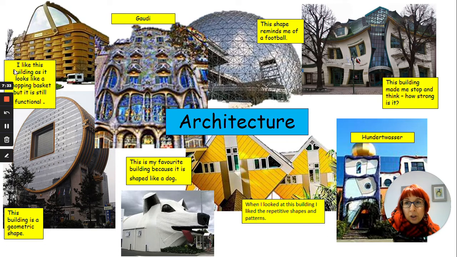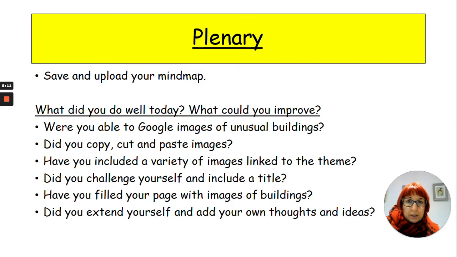So I have collaged a variety of buildings. I've included the title, architecture, and then I've also added a picture. I've done the star challenge from Gaudi and a picture from Hundertwasser, and then I've put some of my own ideas in text boxes. So things that I perhaps thought when I looked at the buildings. For example, this is my favourite building because it is shaped like a dog. When I looked at this building, I like the repetitive shapes and patterns. So this is the end product that I would like to see from some of you. And you can upload that to Google Classroom.